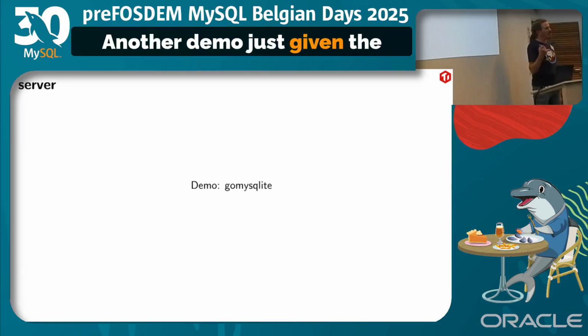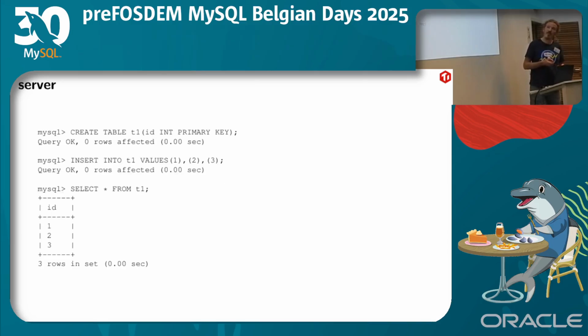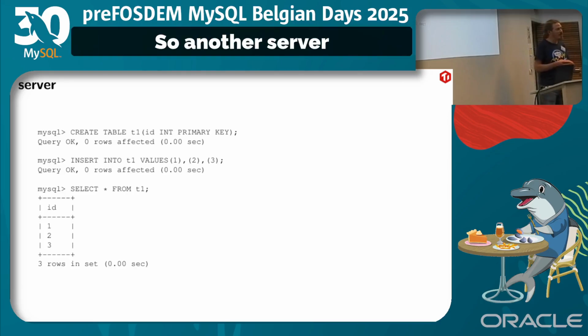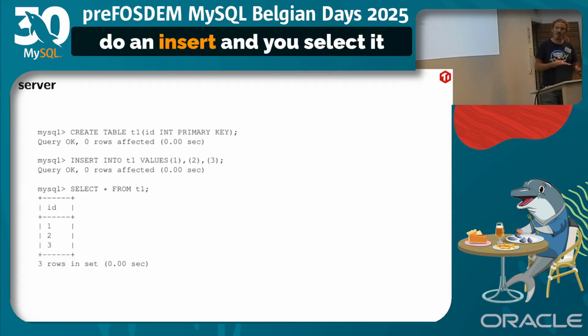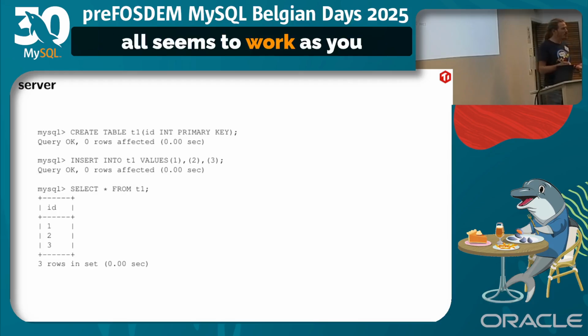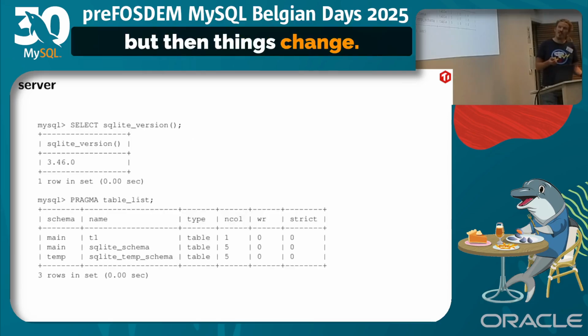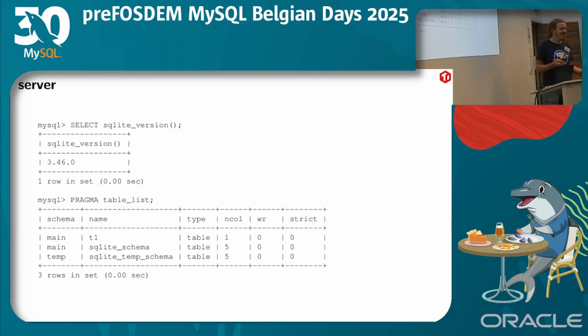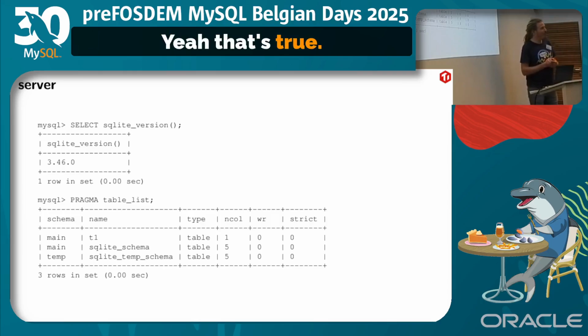Another demo that didn't fit on the slide, I have a few. It's slightly more. I posted the code on GitHub if you're interested. So, another server implementation. So you do a create table, and you do an insert, and you do a select. It all seems to work as you would expect for MySQL. But then things change. That doesn't look like MySQL. It looks like SQLite. Yeah, that's true.